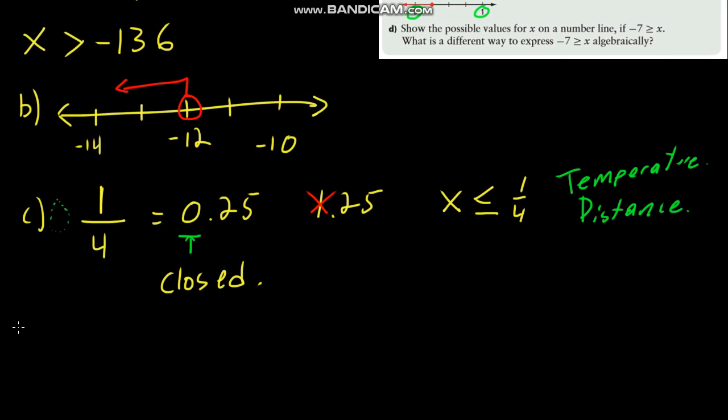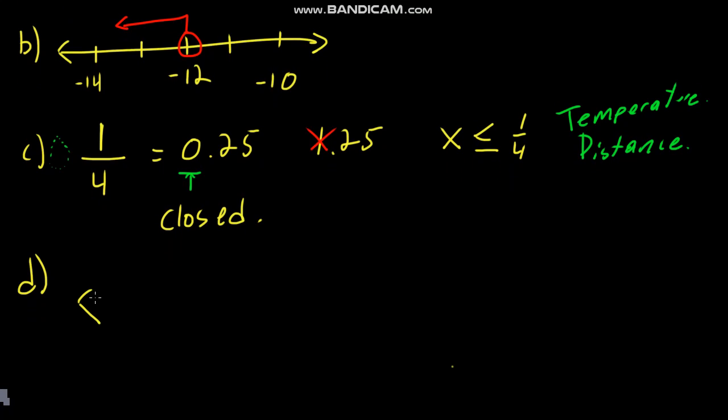All right, we're on our last question here. D: show the possible values of x on a number line if -7 is greater than or equal to x. And what is a different way to express this algebraically? Sure. So we're going to go on a number line. It only is telling us the point of interest. It's saying our boundary point is -7. I'm going to put some values over here that are above -7, and some values over here that are below -7.